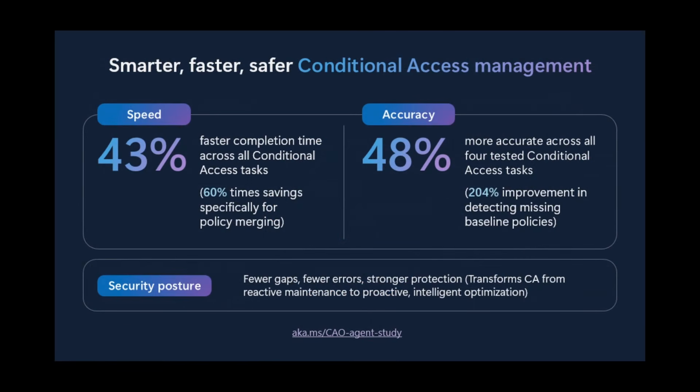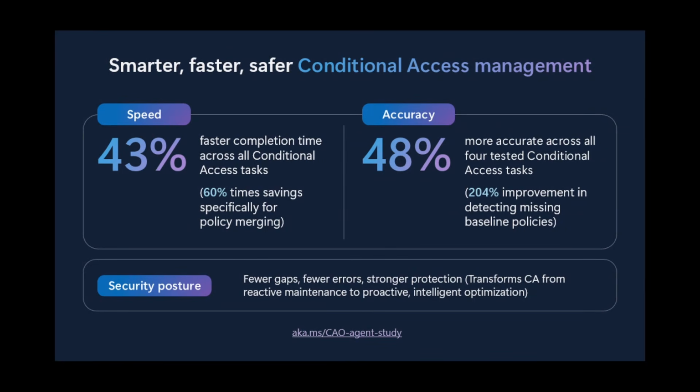And this is my last slide before the demo. So this is really cool. And see this link down at the bottom if anyone wants to go see all of the details, but we conducted a study where we gave 200 admins a list of conditional access related tasks. So these are things like find two policies that can be merged together, or identify a missing baseline policy from this tenant, things like that.